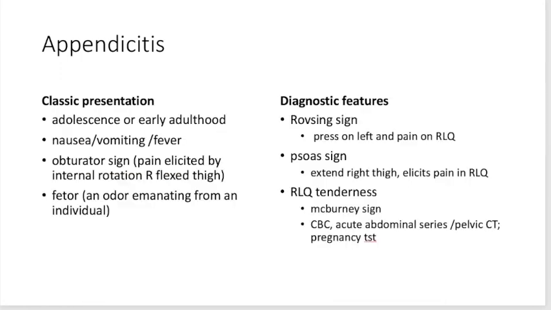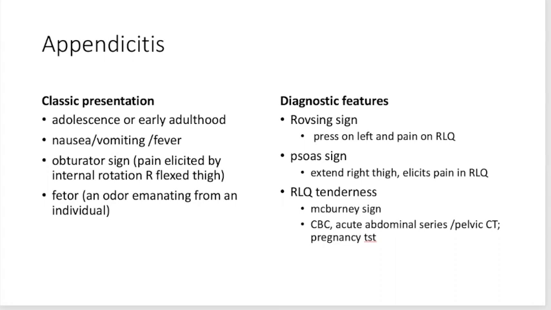And these are your diagnostic features. So the Rovsing sign, which is you press on the left and the pain is on the right lower quadrant. Psoas sign is you extend that right thigh, elicits pain in the right lower quadrant. And then you have right lower quadrant tenderness, which is called McBurney sign.